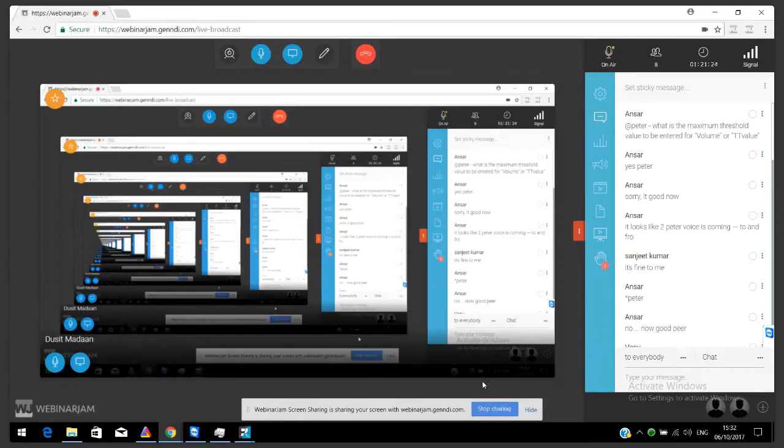What is the maximum threshold value to be entered for volume or TT value? See, it's as I told you, it's a mindset game. Value, volume, it's in India. What I know, Manju will explain to you what value and volume to be entered.